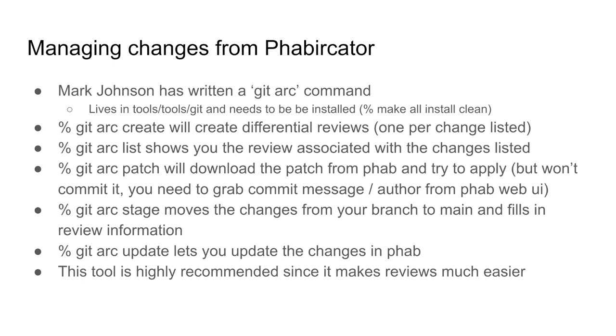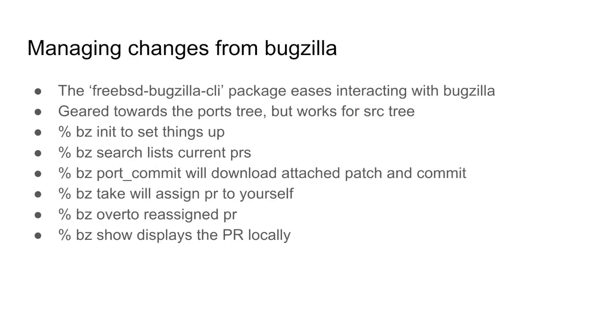So the other way that the project accepts stuff from users is with Bugzilla. And as soon as the slide changes, I will talk about that. I'm not sure why my system is being slow today, but of course it's slow when I'm giving the talk. So FreeBSD has a port, the FreeBSD Bugzilla CLI, that you can just pkg install. It's geared mostly towards the ports tree, but it also works for the source tree. And I have listed here a number of the commands that it has. The most interesting one is bz port commit.